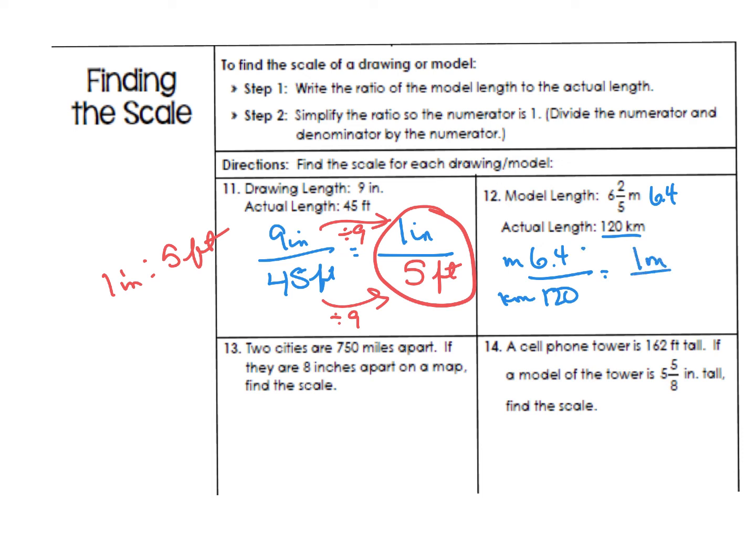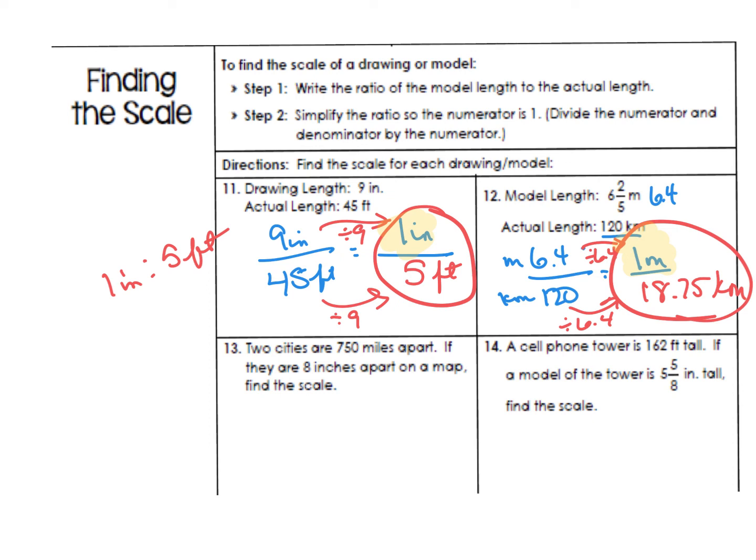So again, I'm going to do this the easy way. I'm going to divide by 6.4. 6.4 divided by 6.4 is 1. So 120 divided by 6.4, we get 18.75 kilometers. So there's our scale. Notice we keep doing it for 1. Our measurement on the model is going to be 1. Okay, so let's go to number 13.